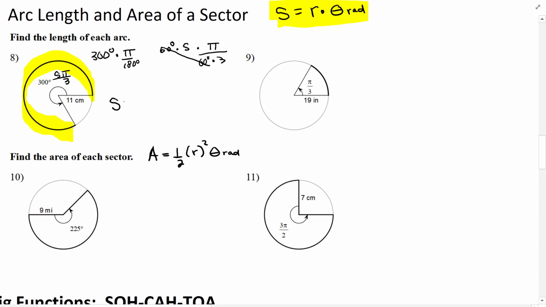Well, now I can put it into the formula. So arc length, that's a lowercase s, is equal to the radius, which is 11. And then we need to remember to tack on the centimeters. So I'm going to omit it for just a minute, times 5 pi thirds. And then, since 11 and 3 do not cancel, here is the arc length, 55 pi thirds centimeters. That's all there is to it.